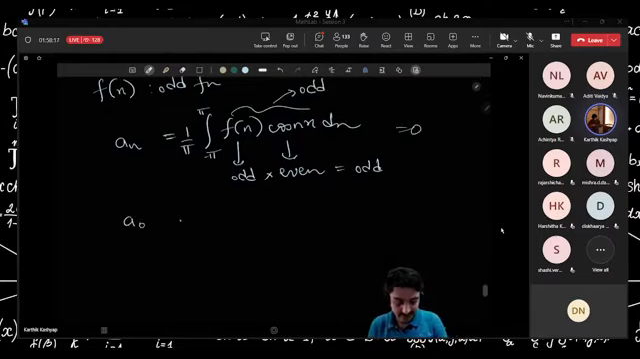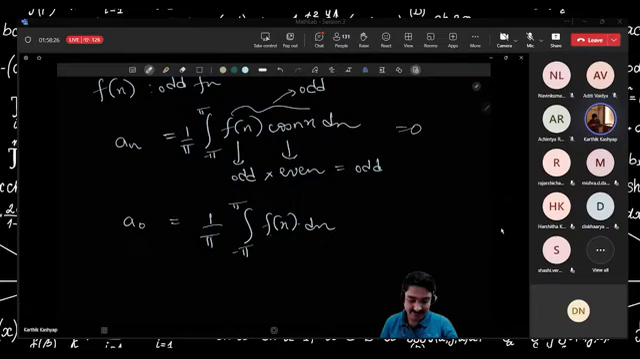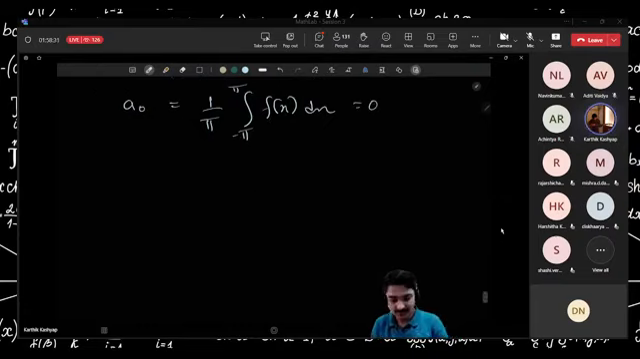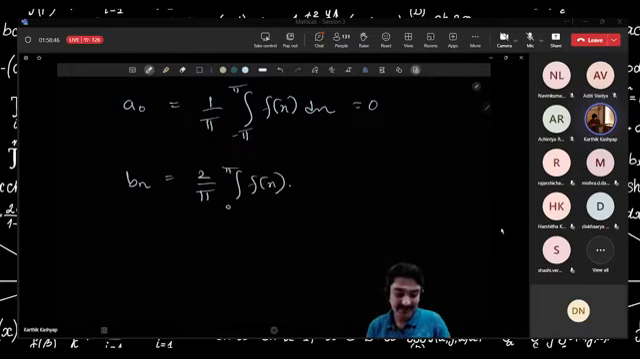So again, similarly, if we take a naught, that will be 1 by pi times the integral from minus pi to pi of f of x dx, and f of x is odd anyway, so this will also be equal to 0. So bn, if we take f of x sine nx, in which case both are odd, an odd function times an odd function is an even function, so the whole function is even, so we can just write it as 2 by pi times the integral from 0 to pi of f of x sine nx dx.